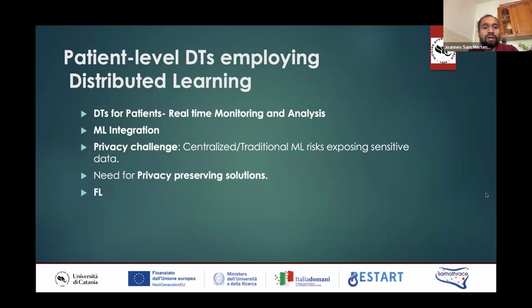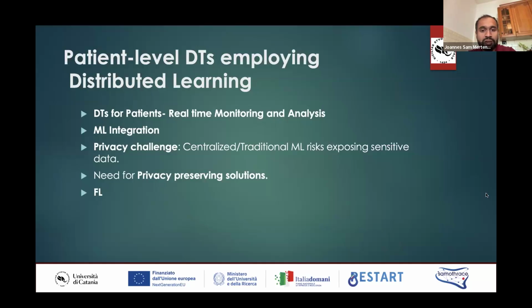So now we have a digital twin for each patient. This digital twin will have 3D models of all the organs, and it will also have a specific model for each patient. And when you have machine learning integrated with these patient-level digital twins, one of the challenges is how do you do the training?